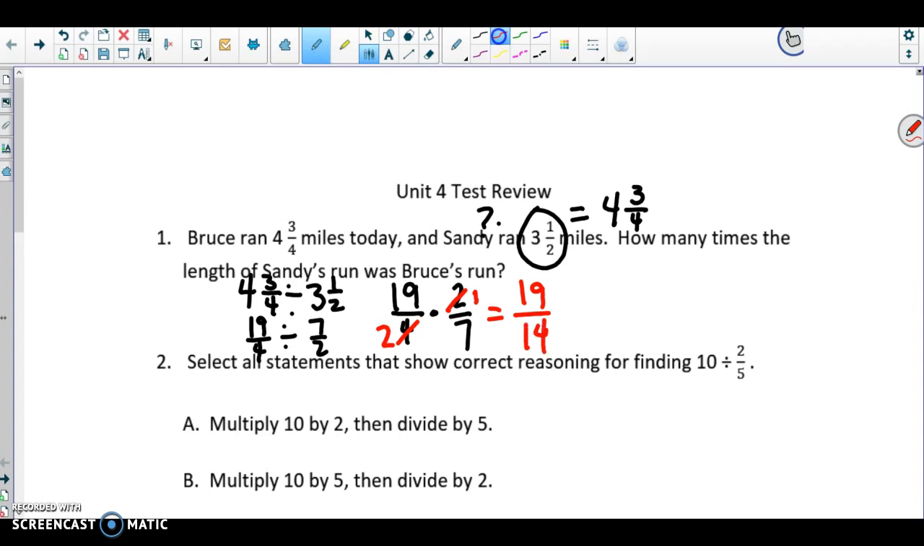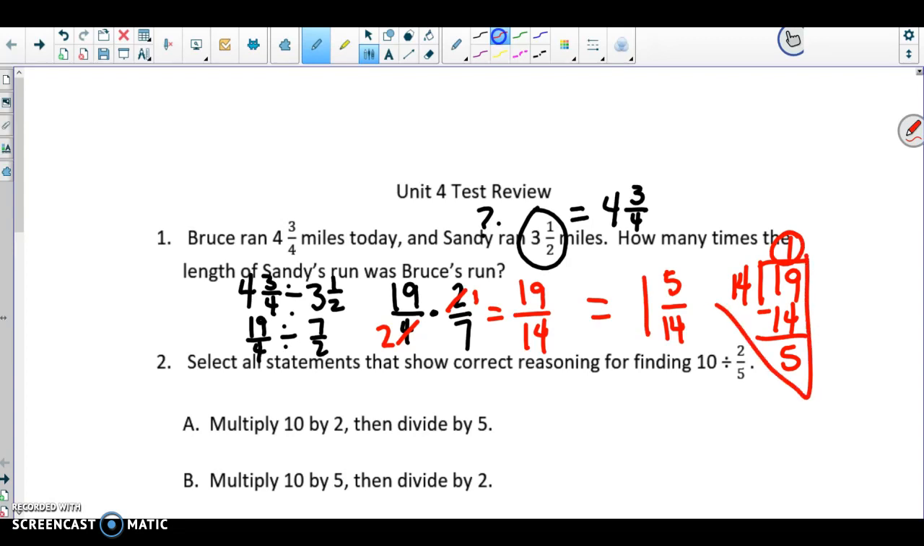So now I have to change it back to figure that out. Well, 14 goes into 19 one whole time, and there are 5 left over. So 1 and 5/14 is what we would have.